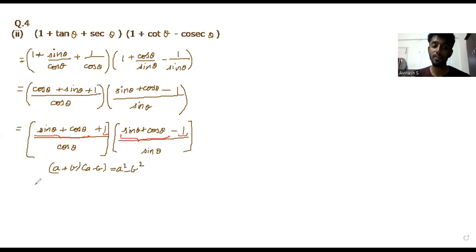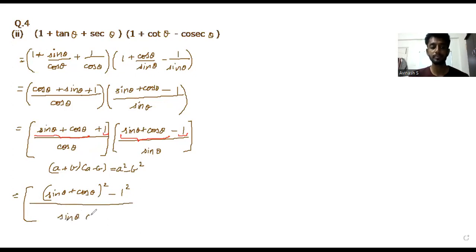Now we have to observe carefully that A is nothing but sin theta plus cos theta, and B is just 1. Sin theta and cos theta put together is A. Now this will be A square minus B square. When you apply this identity in the numerator, you get sin theta plus cos theta whole square minus B square, and B is 1. In the denominator, you will have sin theta cos theta. It is just a multiplication of the 2 terms. I write sin theta first, but that's not a problem. We can even write cos theta first. So these are the initial steps.